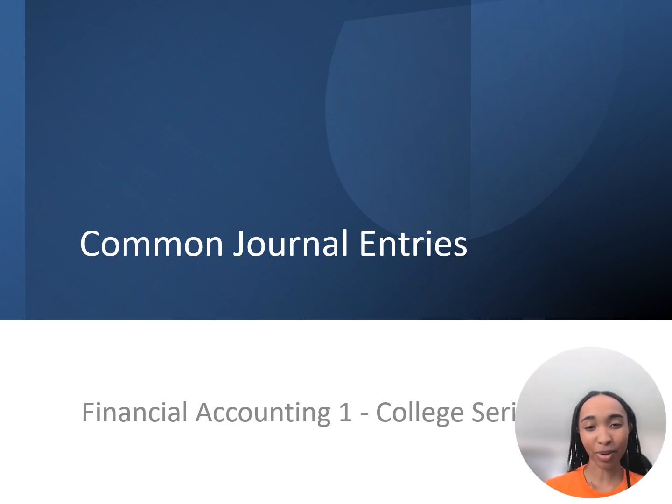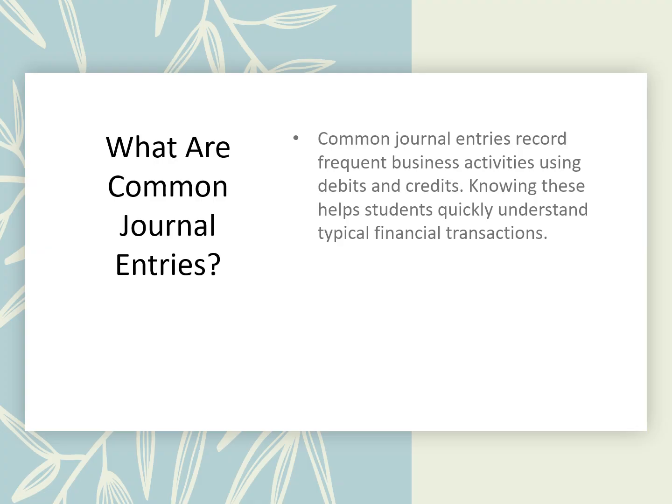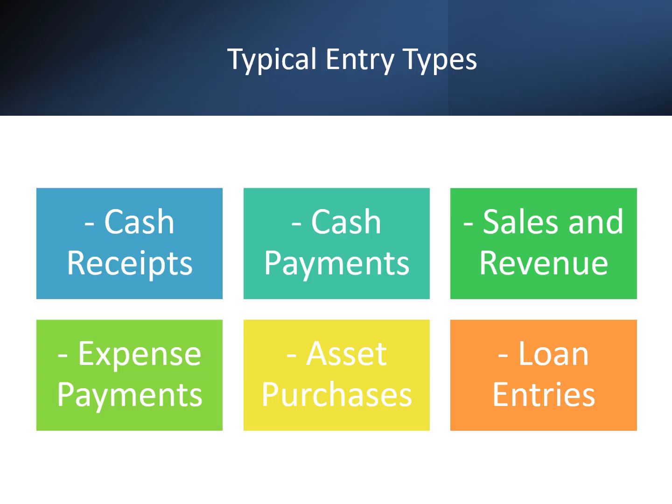This is the financial accounting series, and today we will be talking about common journal entries. Journal entries are how we record business transactions using debits and credits. The common entries are those that happen frequently, like receiving cash, paying expenses, or providing services. Understanding these examples will make writing entries second nature. Let's look at some of the most typical types of journal entries.